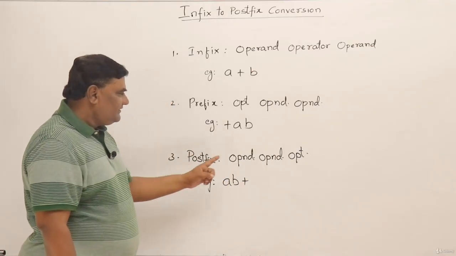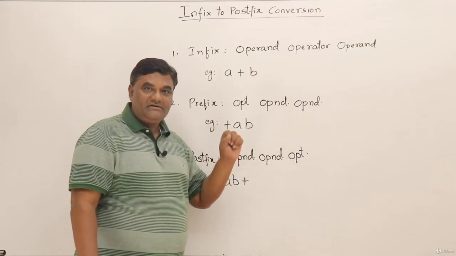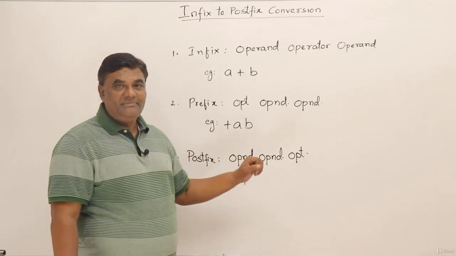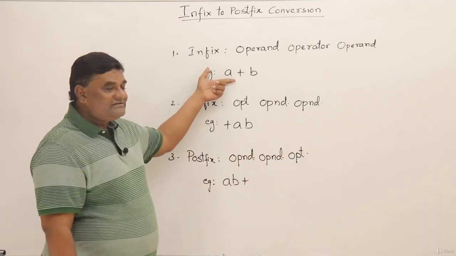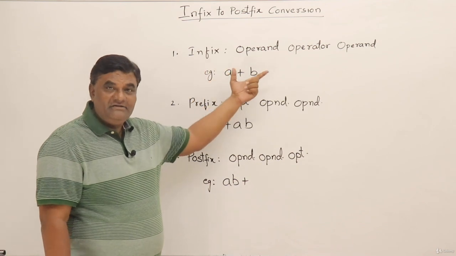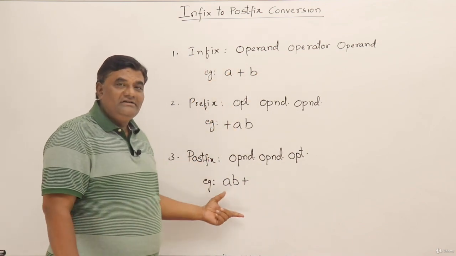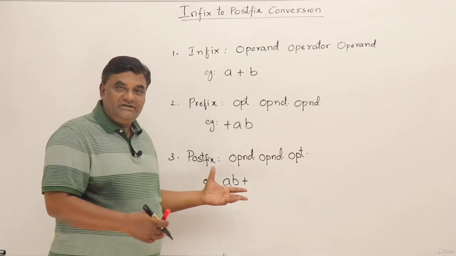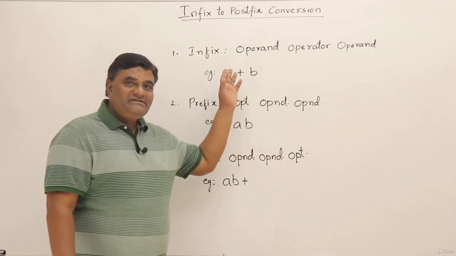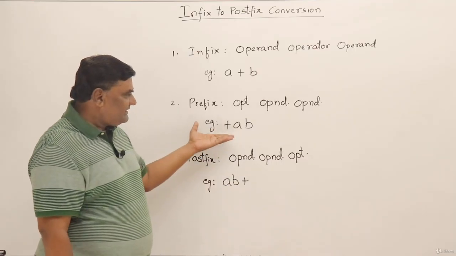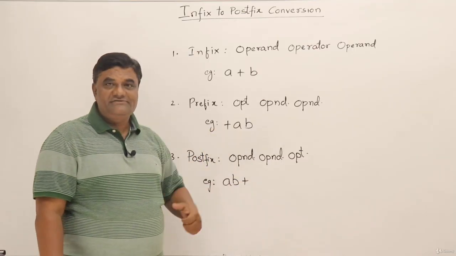Then postfix: operand, operand, operator. So first two operands, then the binary operation plus. This means A added with B. This means add what? A and B. Do what with A and B? Add. So this is a single operation I have taken with the two operands. So directly I have written them in the infix, prefix and postfix form.